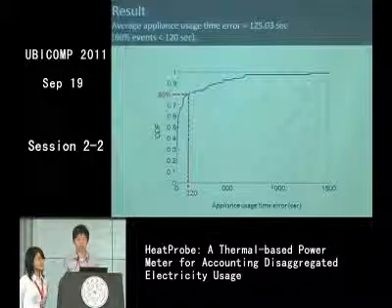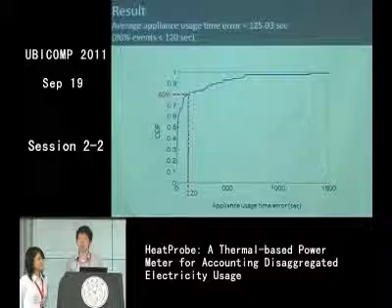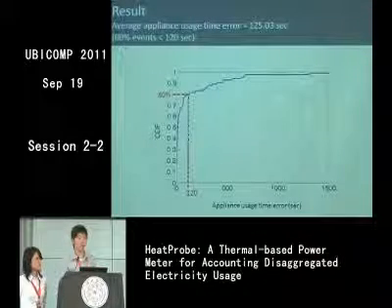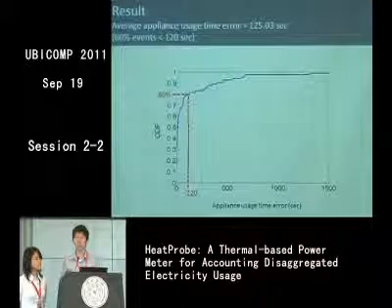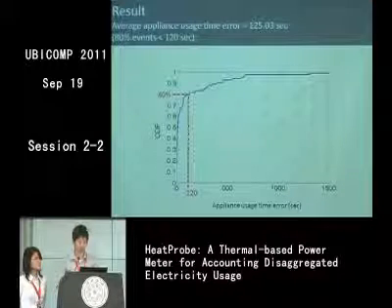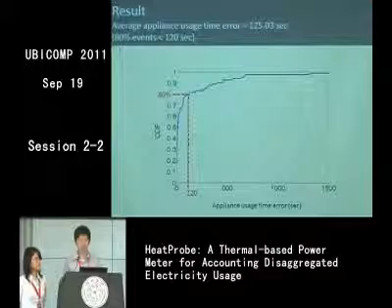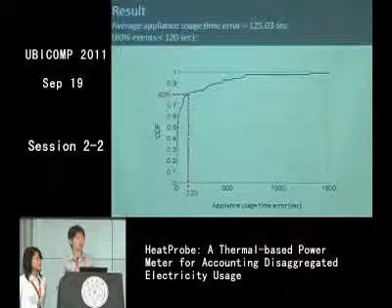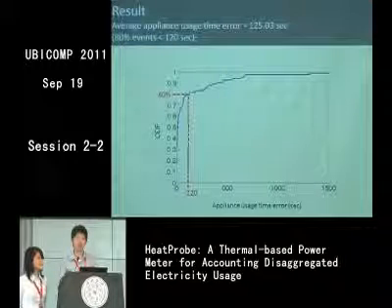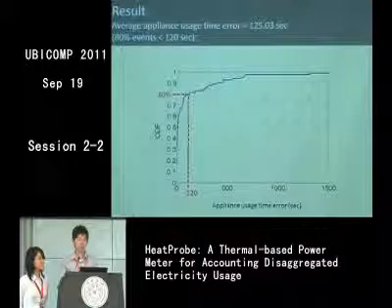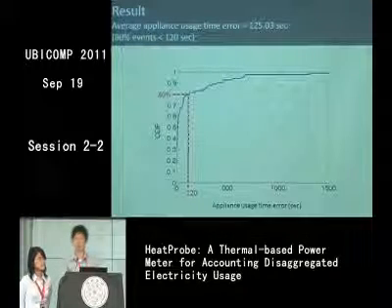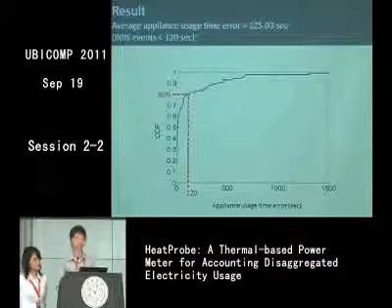We also measure the usage time error. An appliance usage time error is defined as the difference between the time an appliance actually used and the system detected usage time. We plot the CDF of usage time error. The x-axis is the error in seconds, and the y-axis is the accumulative probability. 80% of appliance usage have an error less than 120 seconds. What causes this 2 minutes error?